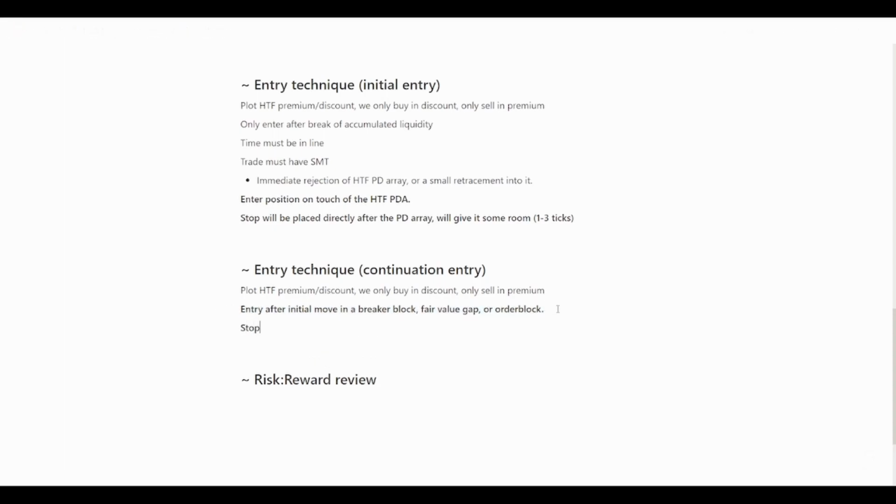Again, stop will be placed. Okay, here is where we're going to differ our stop, right? Our stop here has to be placed at the high or the low of the initial move, because this is going to give the trade room to breathe. So maybe 1 tick after. Give the trade room to breathe, and make sure that even if we do have SMT at or near our breaker block, fair value gap, or order block, we're not going to get stopped out.